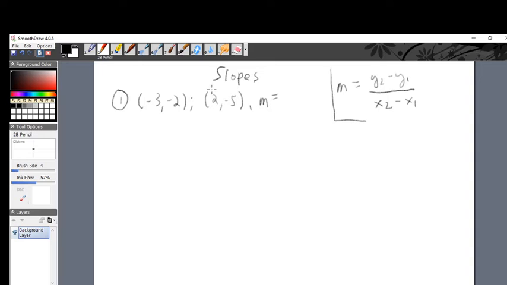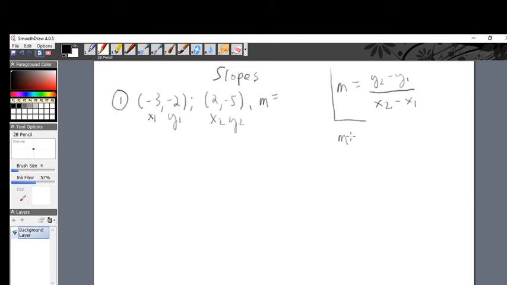Now, what's on your test paper or your homework assignment? They give you 2 points, they ask you for slope. Here's what you got to start doing immediately. You call this x1, y1, and you call this x2, y2, and then follow exactly what the formula says. Make sure to call it x1, y1, x2, y2. Then we're ready to figure out what the slope is.